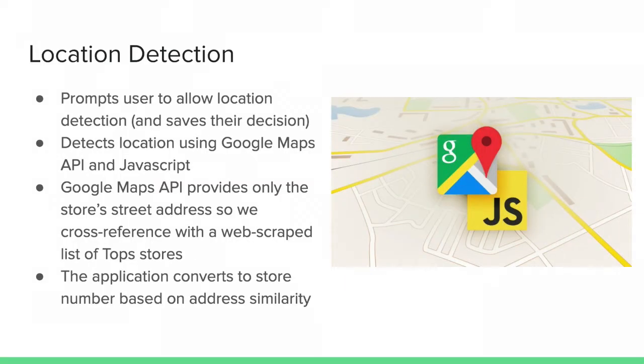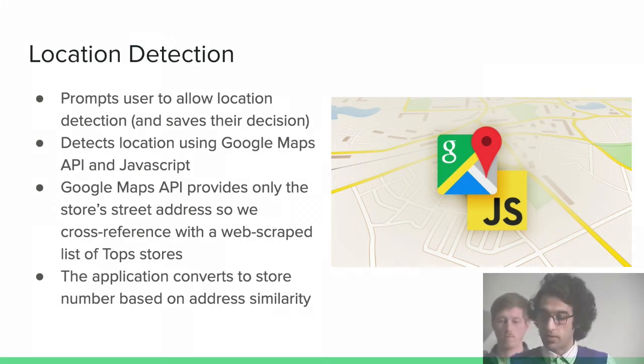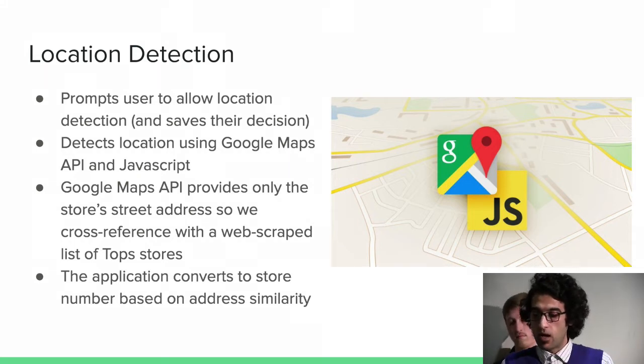So some of the big things in the location detection feature is that it prompts the user when they open the website or the web application for the very first time to allow or disallow the web app to use their location. And that decision is saved. If they want to be prompted again, then they would have to interact with the browser itself, because we're using JavaScript to make that prompt and not the backend itself.